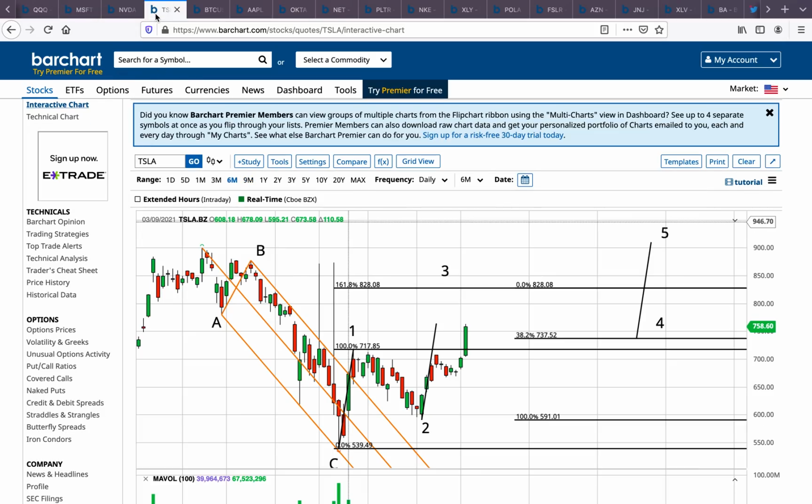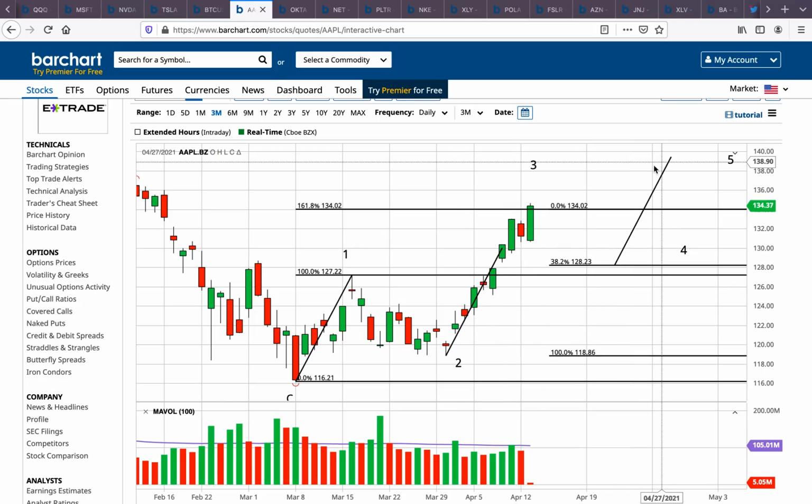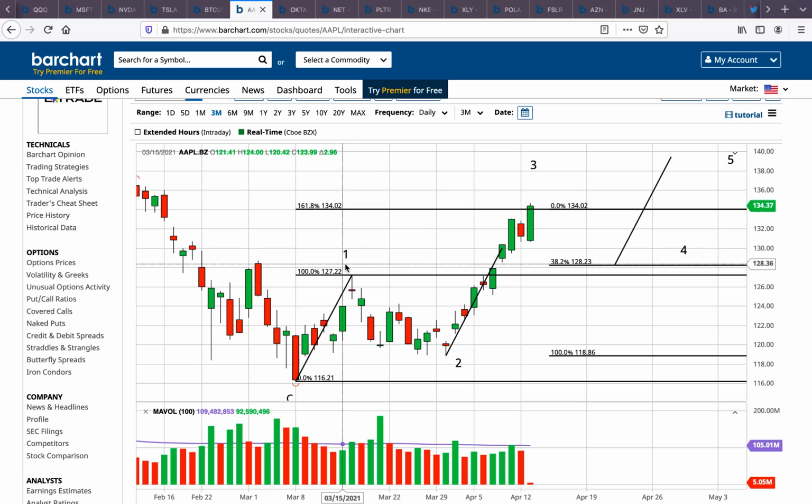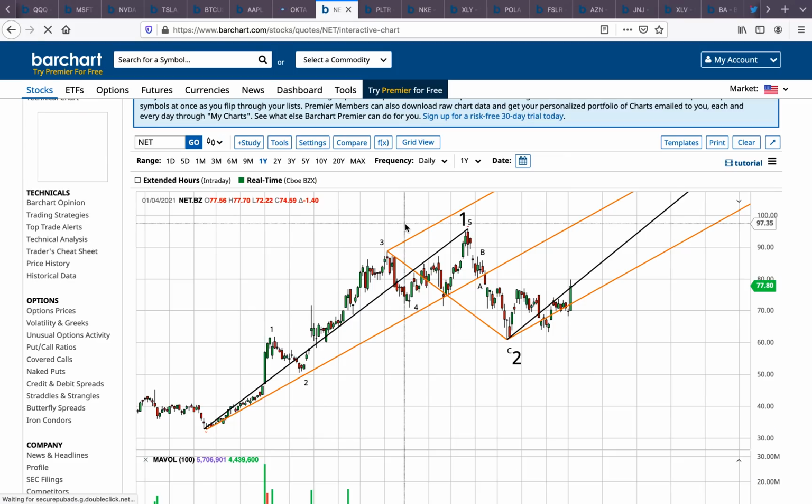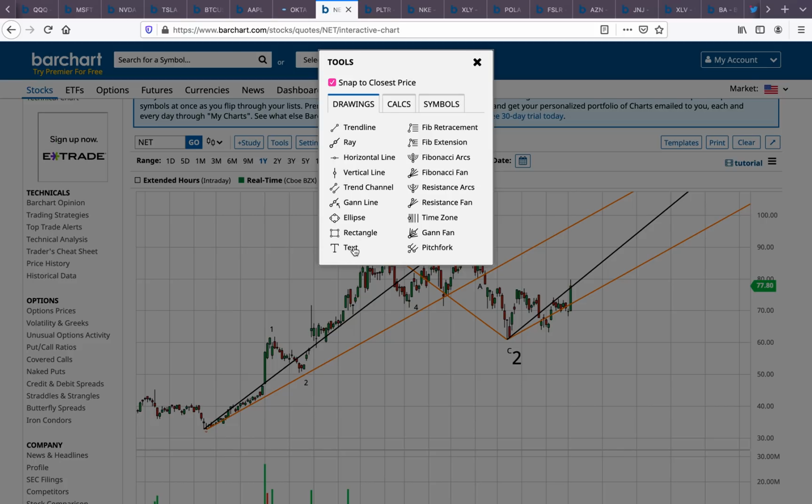Okay, Tesla, hard to count Tesla where it doesn't make a new all-time high. Hard to count Apple where it doesn't make a new all-time high either. Let's talk about some other sectors in the market, because I think what we're seeing is the great rotation, the great rotation into the software sector. Here's a stock that I really like.